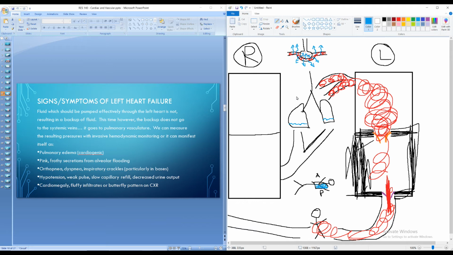They can't oxygenate the blood. They can't perform gas exchange, so our gas exchange suffers. If our left heart fails enough and it's not pumping enough blood to the kidneys, your kidneys are really blood-hungry organs. Your kidneys get a lot of perfusion, like a lot of perfusion.